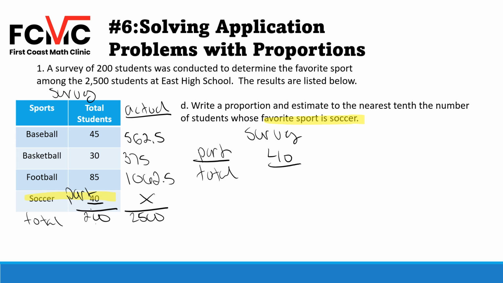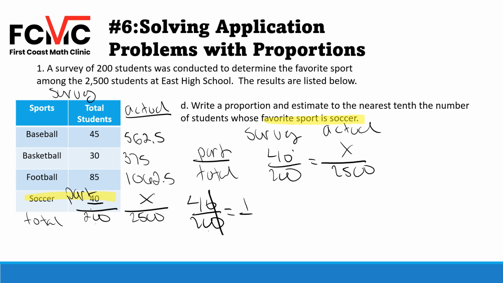We're going to have 40 out of 200. And then our actual, x out of 2,500. So 40 out of 200. Let's reduce that. And get rid of the zeros. And then 4 over 20 reduces to 1/5. So that'll make our math a little bit easier.